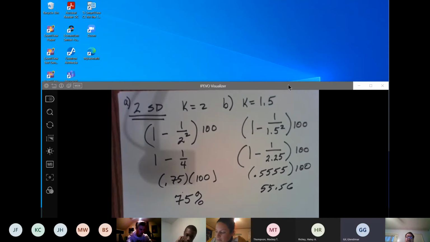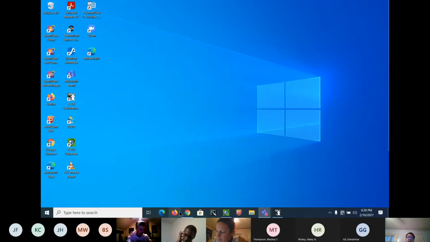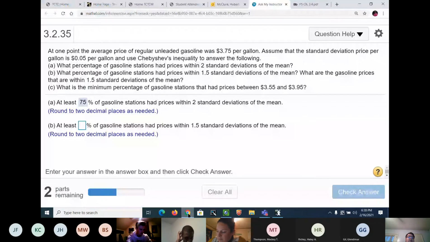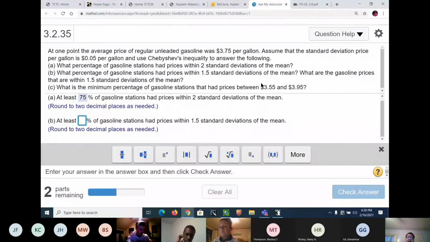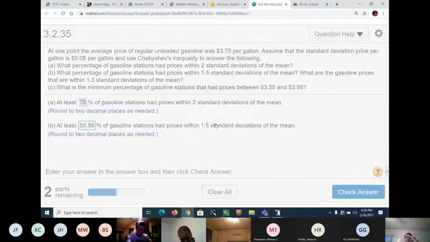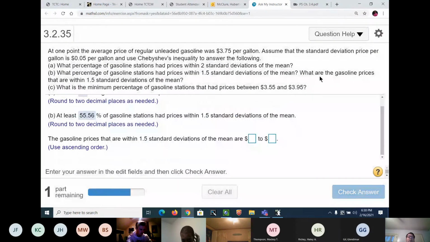So we go to the handy dandy question and we type in 55.56. We feel good about ourselves. What are the gasoline prices? So we already figured that with the empirical rule. What were the gasoline prices?